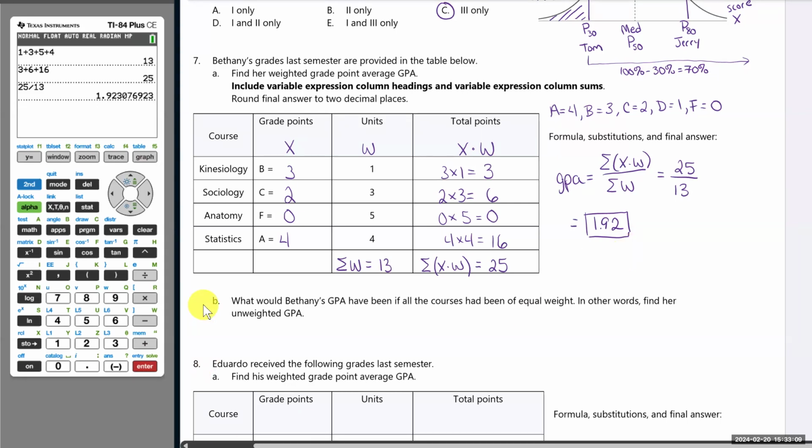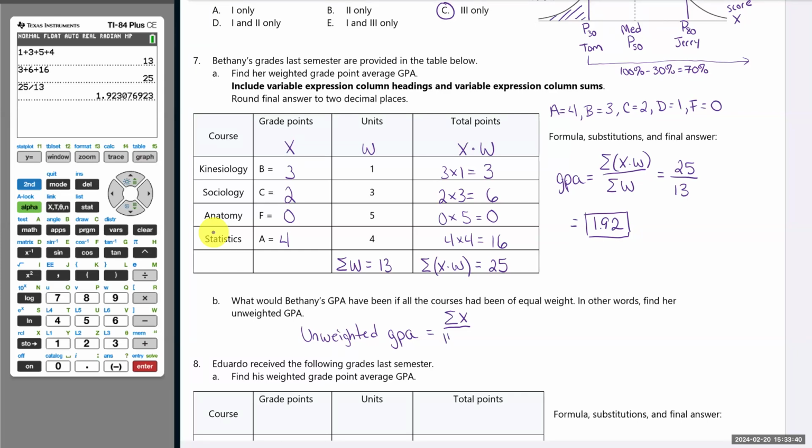So then the follow-up here is what would her GPA have been if all the courses had been of equal weight? So in other words, if these were an unweighted mean example, so if all the courses had the same number of units, these would all be weighted equally. So when you find an unweighted GPA, I'll just write it in words here, unweighted GPA, what you'll do is just add up the actual points for each of those 4 classes and divide it evenly among those 4 classes.